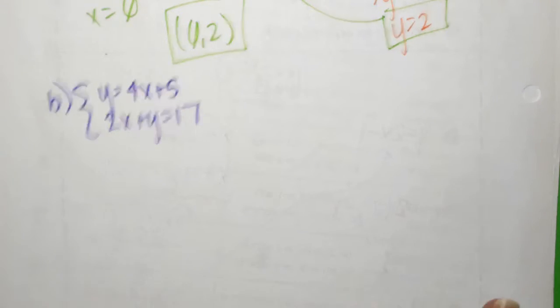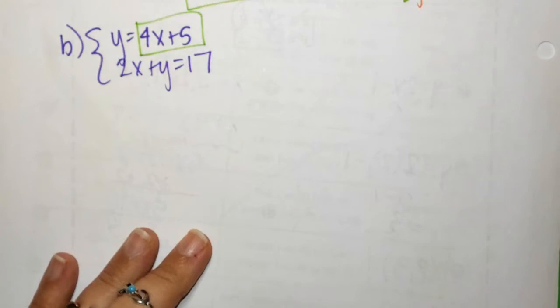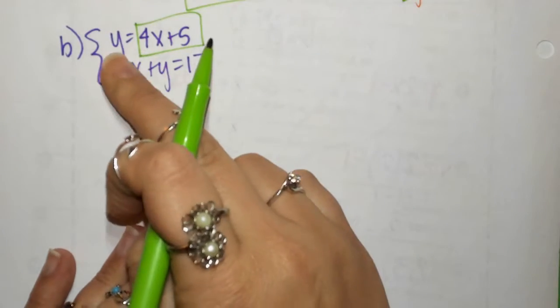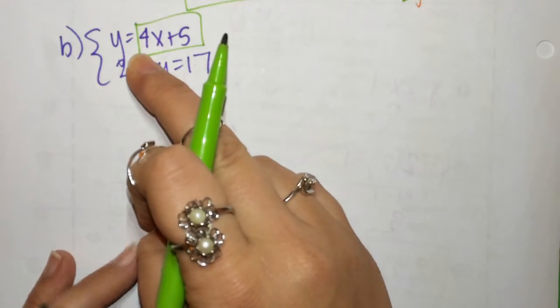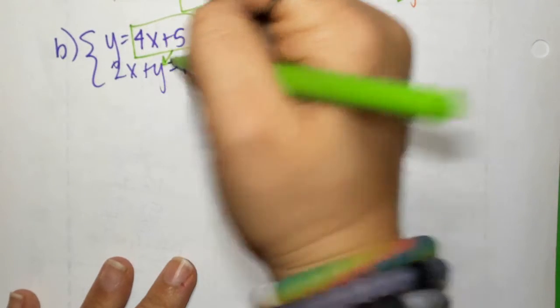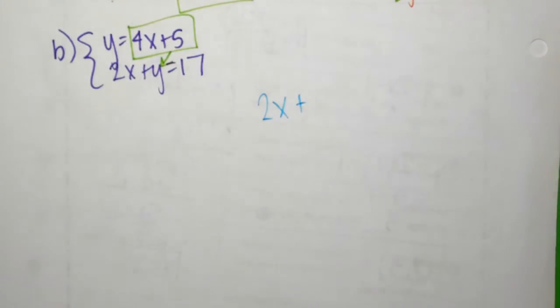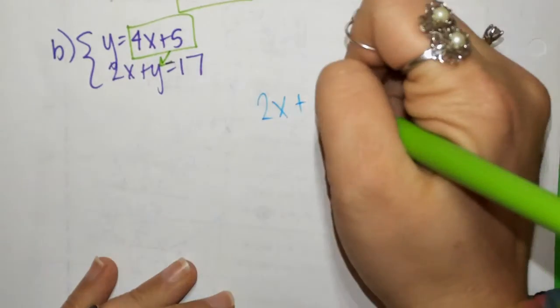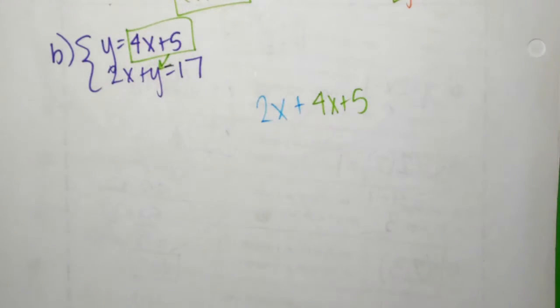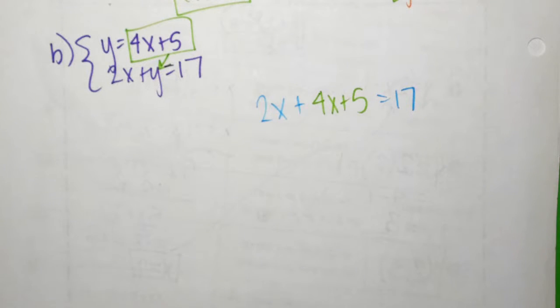Alright, so first, what you have to do is look for the variable that's by itself. Y is by itself this time. See how it says y equals? That's how you know what to do. Then take this and plug it in right here. So that means that you're going to have 2x plus, now what does y equal? 4x plus 5, and finish the equation for me. Equals 17. Alright, now, are we on the same page now? Okay, solve it from there.